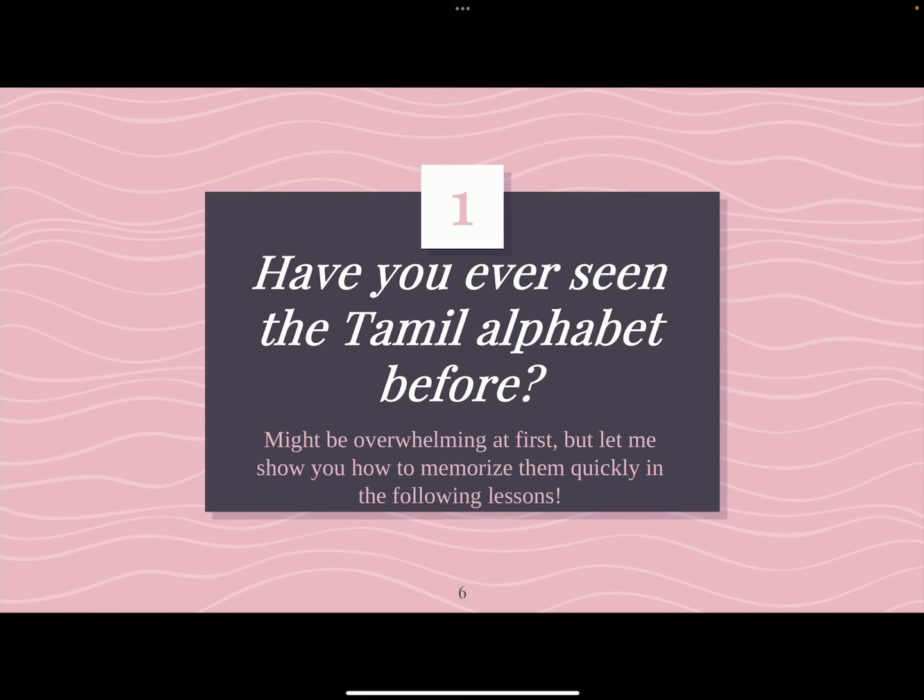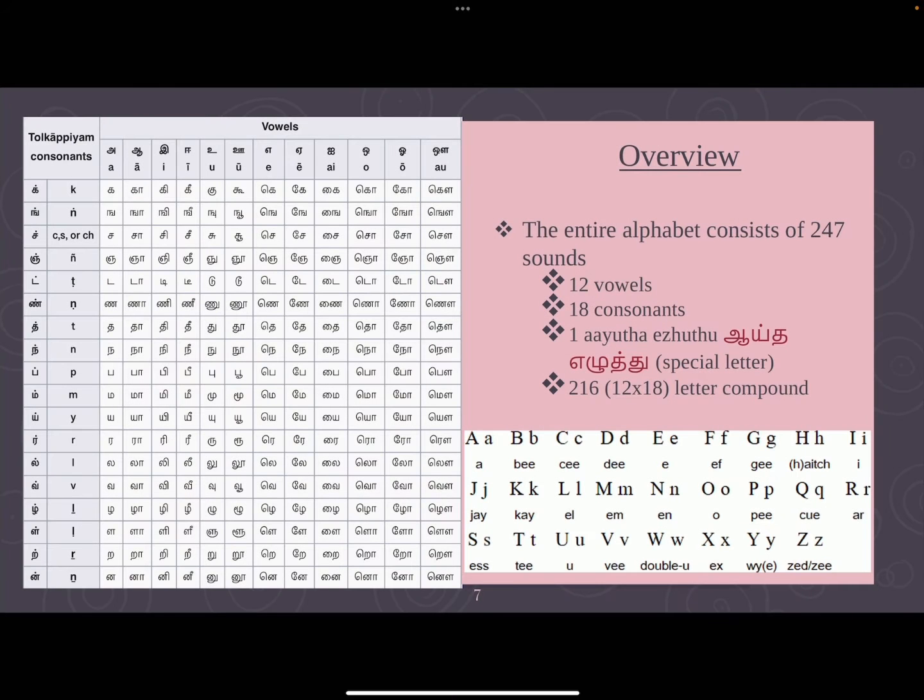Have you ever seen the Tamil alphabet before? It might be overwhelming at first, but let me show you how to memorize them quickly in the following lessons. On the left side, you see the entire chart depicting 247 sounds of the Tamil alphabet. The thing is, that's not entirely true. One letter is missing, which is the ஃ, the ஆய்த எழுத்து. It's a special letter which isn't used commonly anymore.